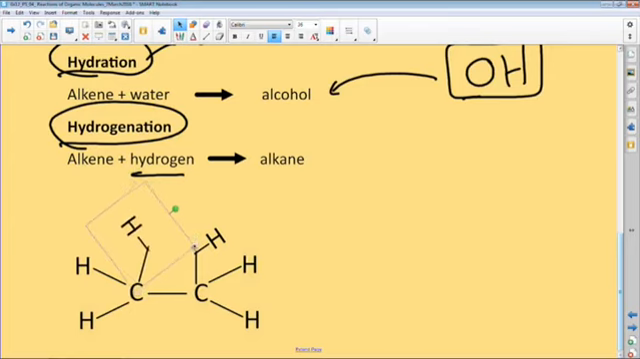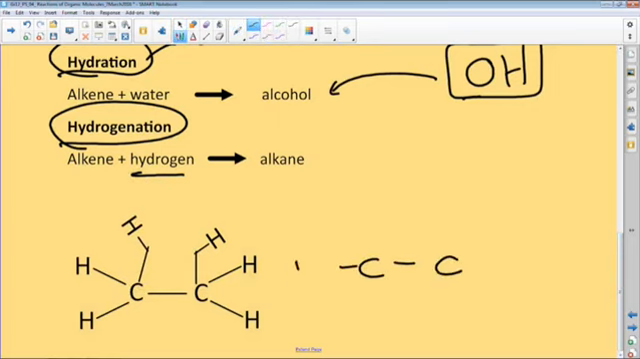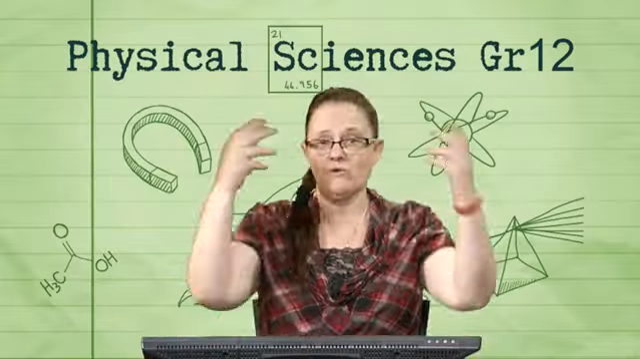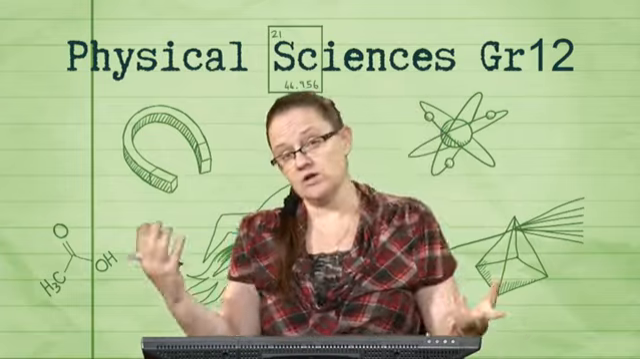Obviously, we would draw it all nicely out, and when you draw this, you would draw it properly. But you get the idea that we're breaking the double bond. Whether it's hydrogenation, hydrohalogenation, whatever the case may be, it's the same process. We're breaking the double bond and adding in singles. If it's a triple bond, all we're doing is breaking one of the bonds at a time, and then we end up with an alkene.